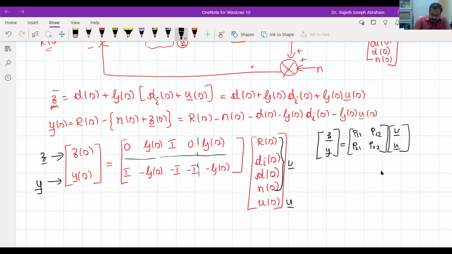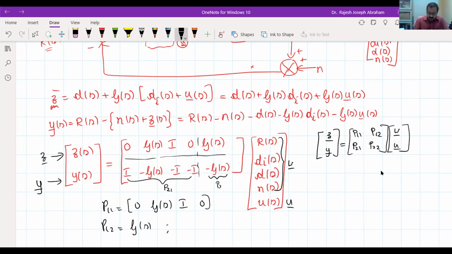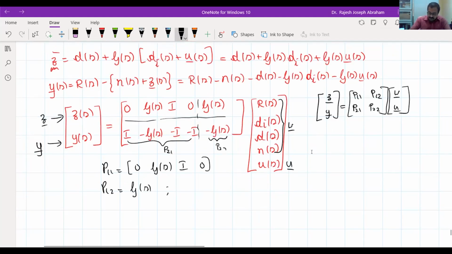Okay. So what is my subsystem P11? It is nothing but 0, G of s, I, 0. What is P12? It is G of s. What is P21? P21 is this thing. And what is P22? P22 is minus G of s. So in this way, we can bring the system into the lower LFT form.